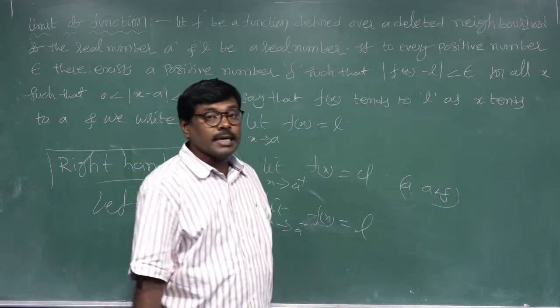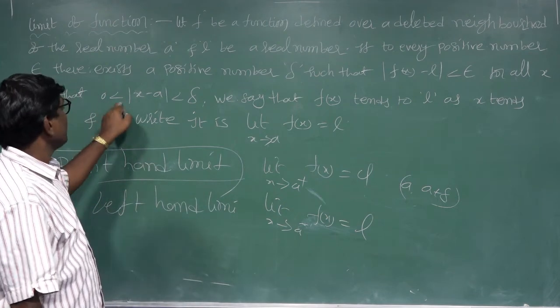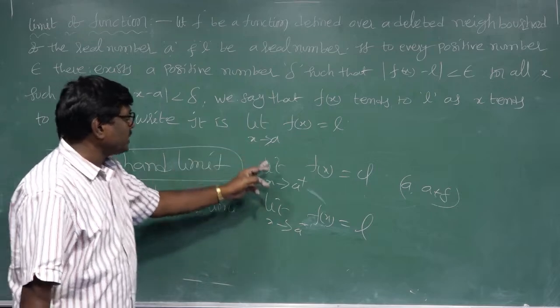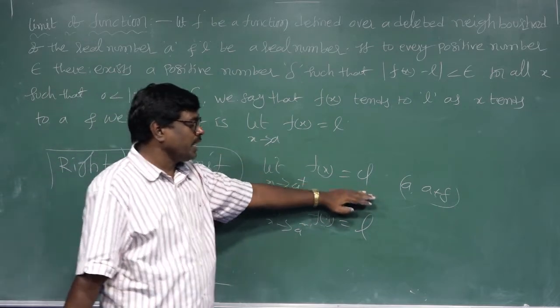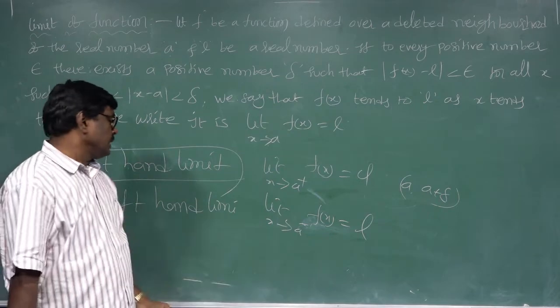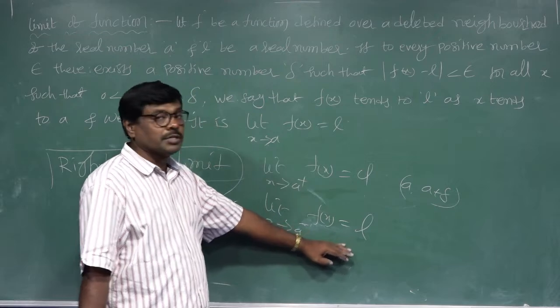There exists a delta for every epsilon greater than 0, such that 0 < x minus A < delta, which tends to the limit as x tends to A plus of f of x equal to L. This is called the right hand limit. The left hand limit is the limit as x tends to A minus of f of x equal to L.